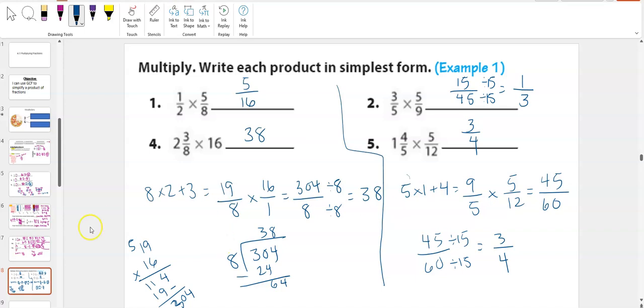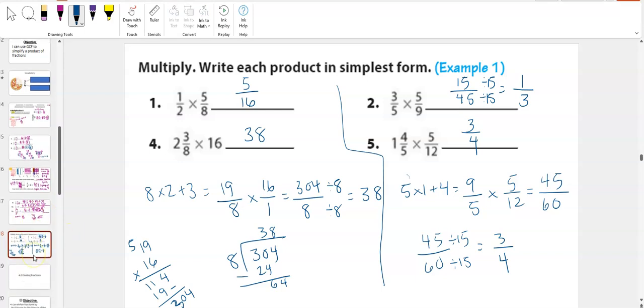Okay, here you go. So that is a great way to do multiplication. Just multiply straight across and then reduce or simplify. Give it a try and let me know if you have any questions.